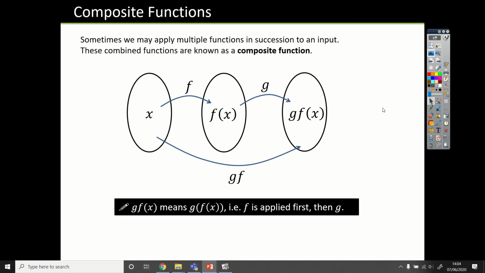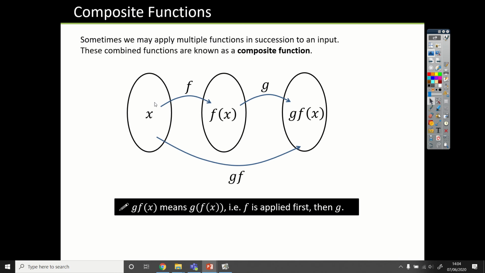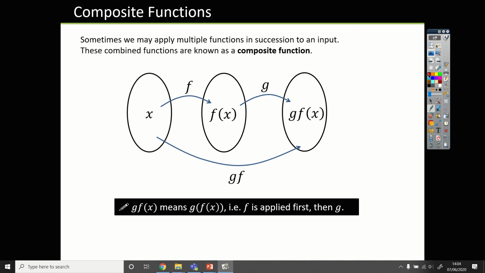Okay, composite functions. You've probably seen this diagram before to help explain it. It's where you apply functions in succession and put one function into another. So starting on the left with x, then that goes through the function f to produce f of x as the output, and then the output goes into g, and that makes g f of x. The way that you'd normally see it written is like that. You sometimes see it with brackets this way. That makes it a bit clearer what goes first.